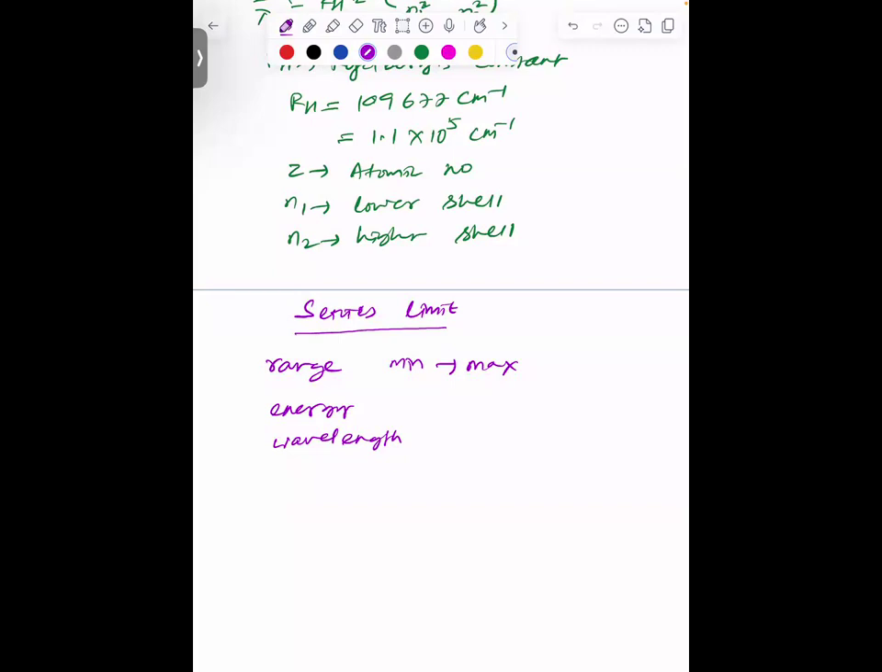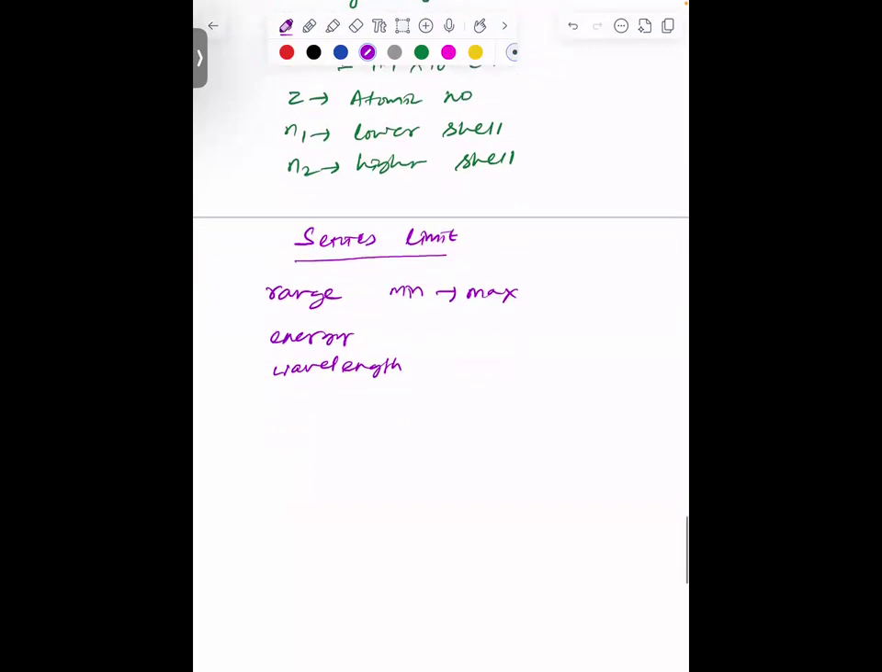Shell number 1 is associated with lowest energy, n equal to 1. Highest energy, n equal to infinity. Lowest energy, n equal to 1. Highest energy, n equal to infinity. Is that clear to all of you?